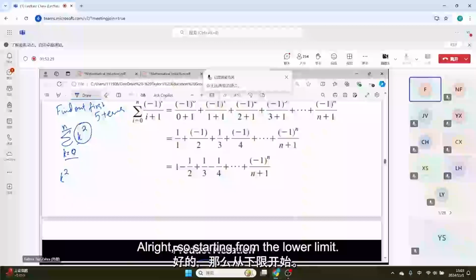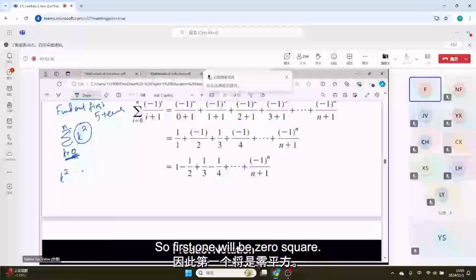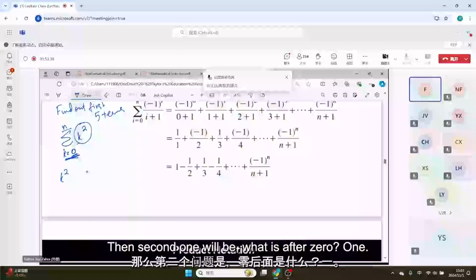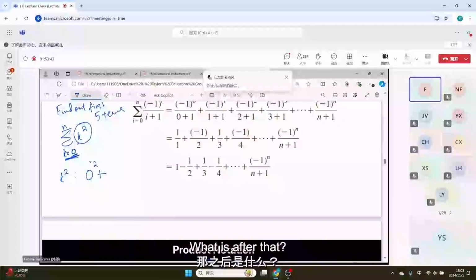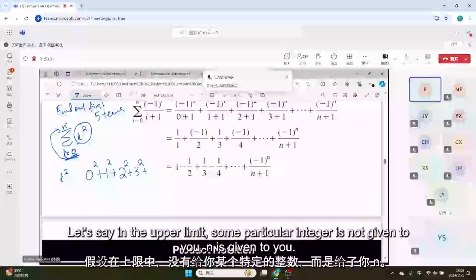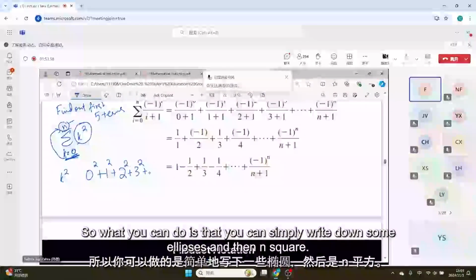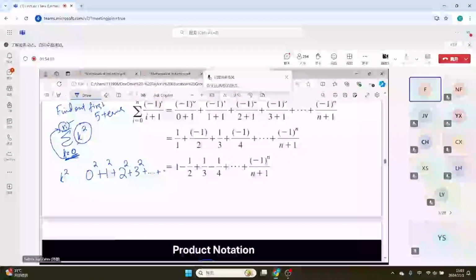Starting from the lower limit, your first term you will replace with whatever is given in the lower limit. So the first one will be 0 squared. Then the second one, what is after 0? 1. So 1 squared. After that, 2 squared, then 3 squared. After that, you have to reach the upper limit. Let's say in the upper limit a particular integer is not given to you, n is given to you. So n is the final term. What you can do is simply write down some ellipsis and then n squared.